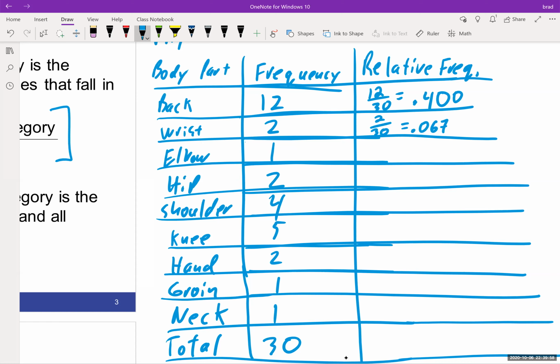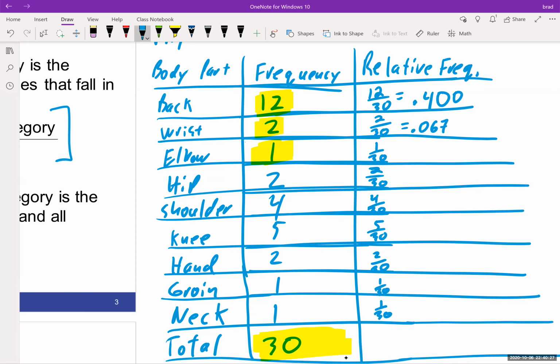Okay, so the next one is 1 out of 30. You guys notice all I'm doing is taking how many and dividing it by the total, and that's what makes it relative frequency. This one I took 2 and divided it by 30. This one I took 1 and divided it by 30. So I could go down and write all of these: 2 divided by 30, 4 divided by 30, 5 divided by 30, 2 divided by 30, 1 divided by 30, 1 divided by 30, and then we have all of them.